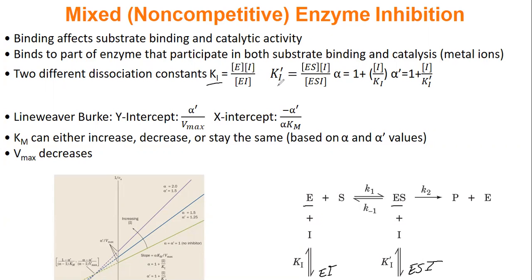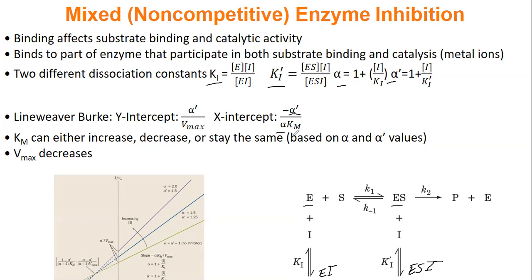Here, since we're mixed, we have both versions of our Ki. We have the competitive Ki and the uncompetitive Ki with our hyphen, because we are interacting with both forms of the enzyme. So we also have alpha and our alpha prime there. So we have both alpha constants. For our Lineweaver-Burk, Km can increase, decrease, or stay the same. It really depends on what our alpha and our alpha prime are, because both alpha and alpha prime will affect Km. So depending on what those variables are, our Km can increase, decrease, or stay the same.